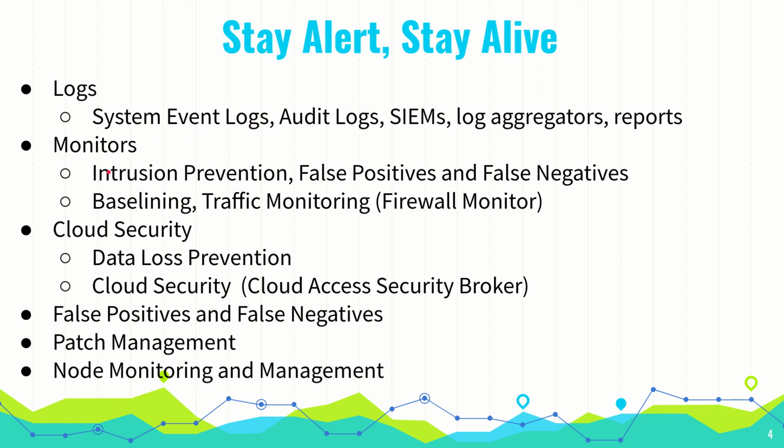Monitors. We're going to have different types of monitors, like the intrusion prevention system and the intrusion detection system. Along with that, I have to mention false positives and false negatives. We talked about it in Internet Security 1. False positives are every time we are alerted to a situation and that situation turns out to be false. A false negative is even scarier: something bad is happening on our network and we're not alerted to it.